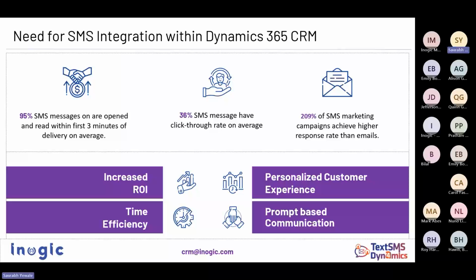The click-through ratio for SMS was more than 30%, which was more than any other channel present around us right now. The campaigns that we initiated through SMS got a phenomenal response again, where it crossed 209% of what we ran through email marketing. And looking at all these things, Text SMS for Dynamics was a clear choice for us.